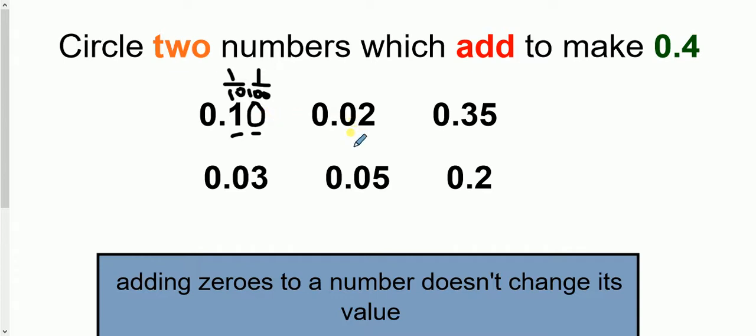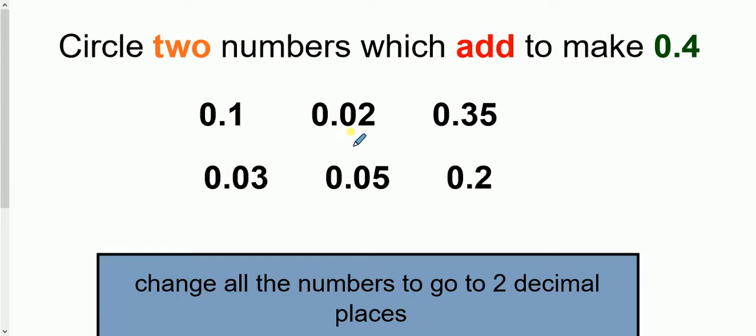This number already has 2 decimal places, which is what we want. It goes up to the hundredths already. Let's just make this go up to the hundredths again. This one already has 2 decimal places, meaning it goes up to the hundredths already. This one already has 2 decimal places also. This one has 2 decimal places, but this one only has 1 decimal place. We want it to go to 2 decimal places, so let's add a 0, because we know that doesn't change the value of the number.